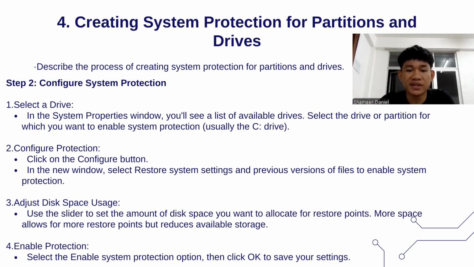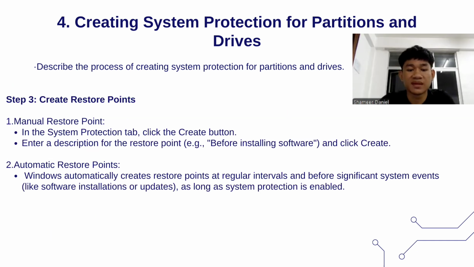And then number 3, adjust the disk space usage. Use the slider to set the amount of disk space you want to allocate for restore points. More space allows more restore points but reduces available storage. And then number 4, enable protection. Select the Turn on system protection option, then click OK to save your settings.